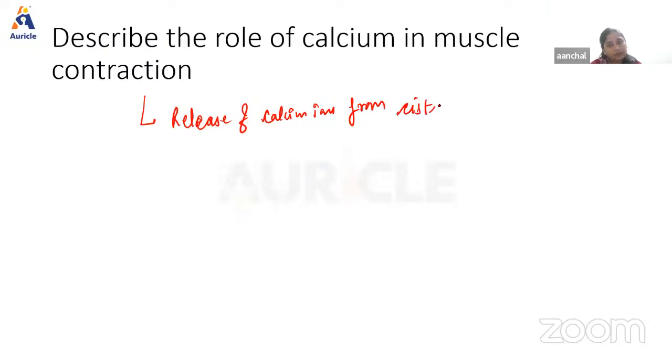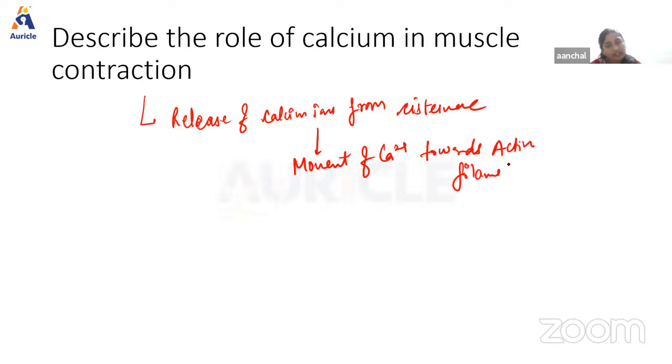Fauziya, Kavya, Nikita, Jayendra? Okay. So whenever there is release of calcium ions from the cisternae, this will lead to movement of calcium towards the actin filament, and finally it will lead to the contraction of muscle fibers, right? So this is all about the role of calcium.